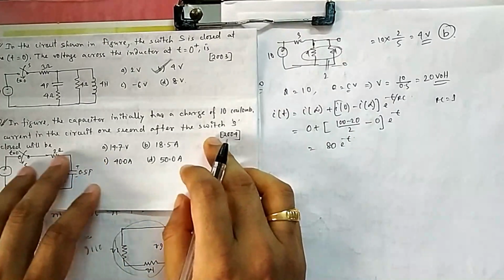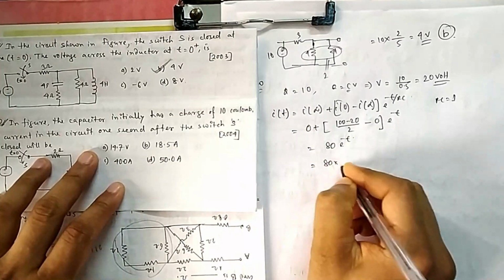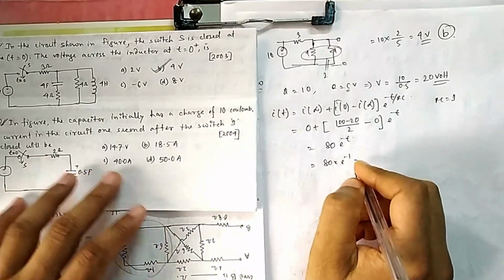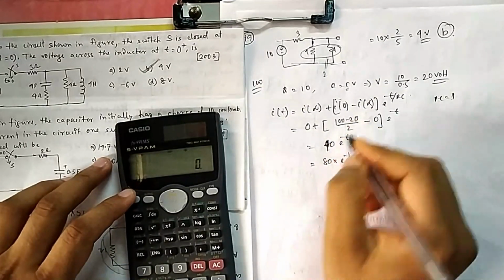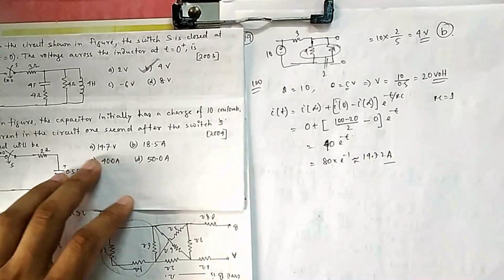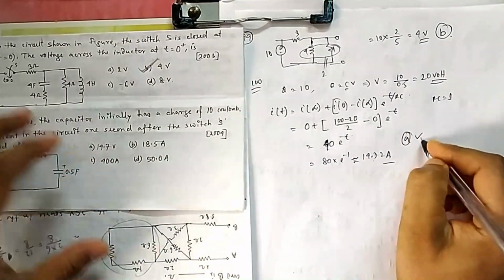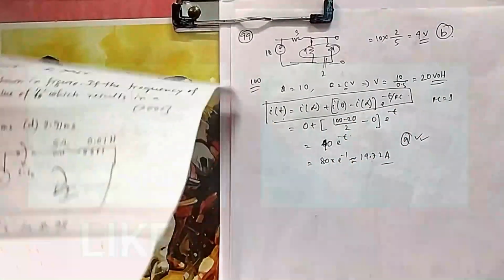Now what you require is the current in the circuit at 1 second. So t equal to 1, you put 80 into e to the power minus 1. If you put it, you will get the answer. This is 80, this is 40. 80 by 2, this is 14.715 or 14.2. So this is your option A. So this mantra you remember. This is very good one for first order switching circuits.